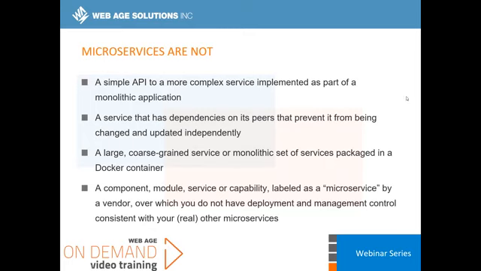And beware of vendors who try to give you microservices, but you don't have any say on how they're deployed or managed or implemented. If you don't have some kind of control over the deployment and management of those microservices, then you're basically locked into something that may or may not serve your purposes.